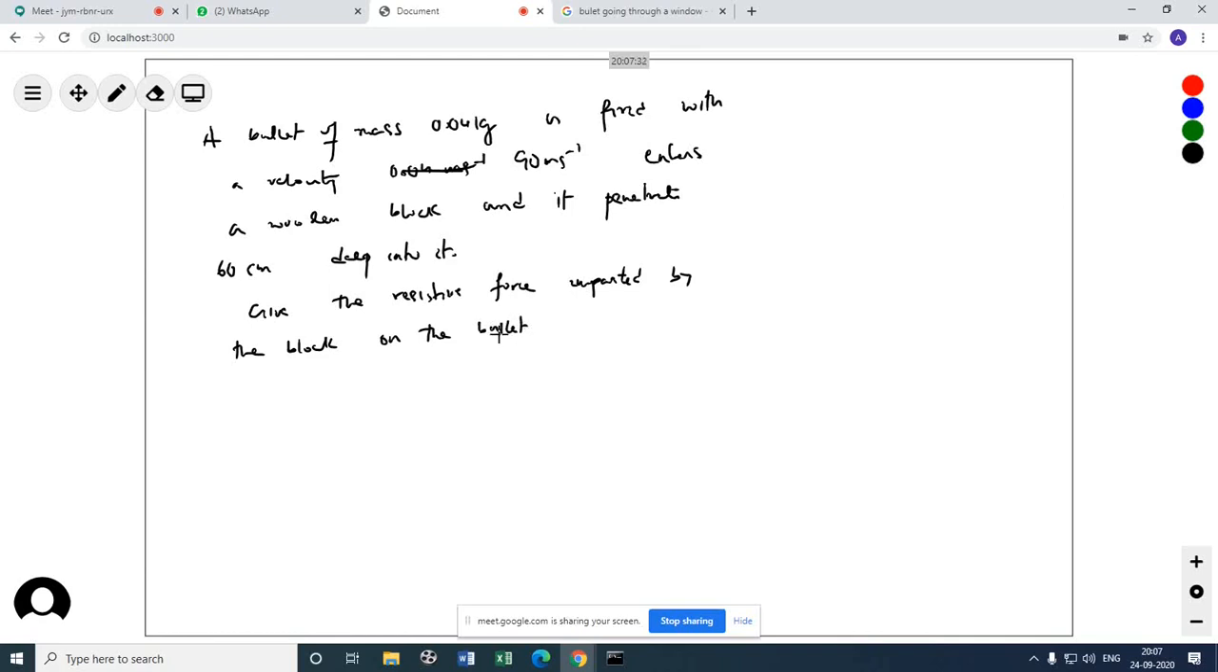Should I give you a few minutes to do it? Will you be able to do it? Can you visualize this problem? This is the wooden block, a common situation. This is the bullet which is fired. It penetrates 60 centimeter and then it stops. So what is the resistive force?